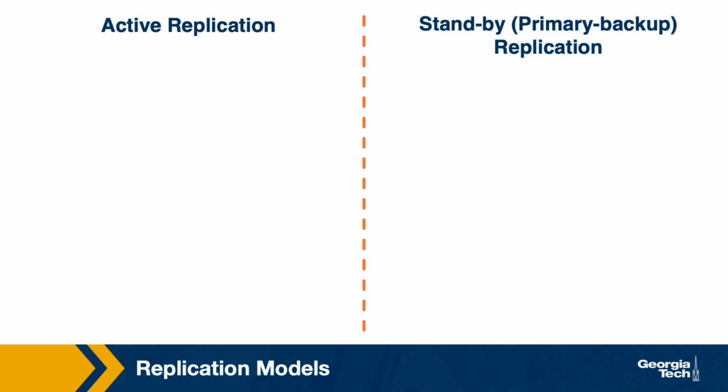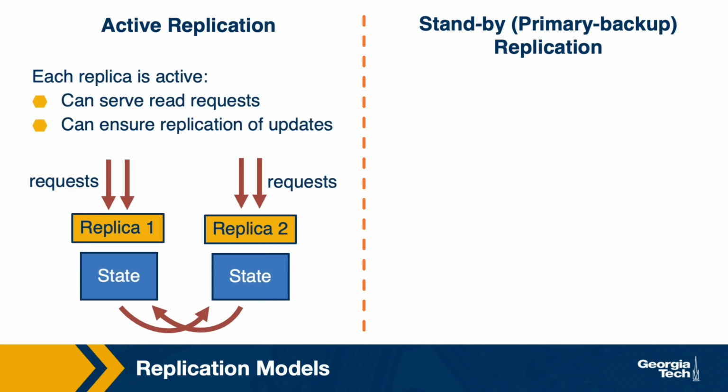The first one is called active replication, and the second one is called standby replication or primary backup. In active replication, each node is active and can accept and handle requests. For reads, there is not much that needs to be done other than just serving the read. Now, when a replica receives a request that requires some change to the state, a write operation, an update, it must ensure that those updates are appropriately replicated to all of the other replicas.